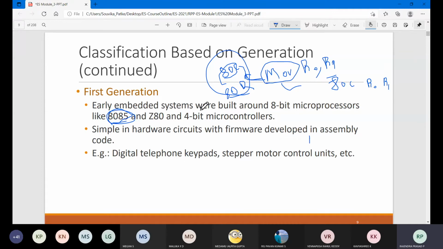So now all we have moved on. We will write directly in a high level language, and the compiler and hardware will convert your program to that low level language and it will be executed. Examples of first generation are your digital telephone keypad, stepper motor control.